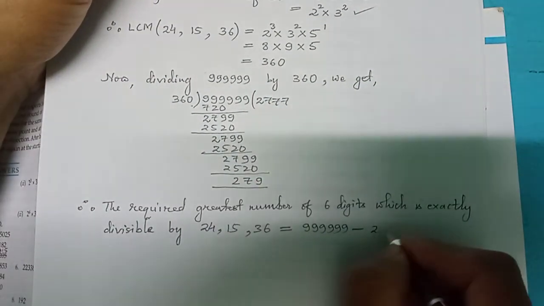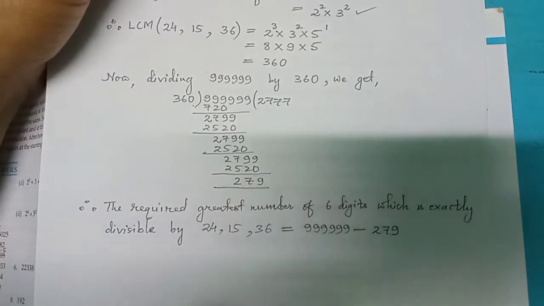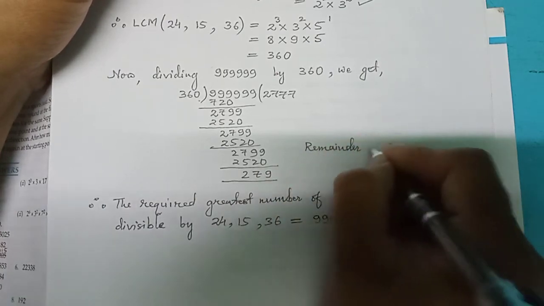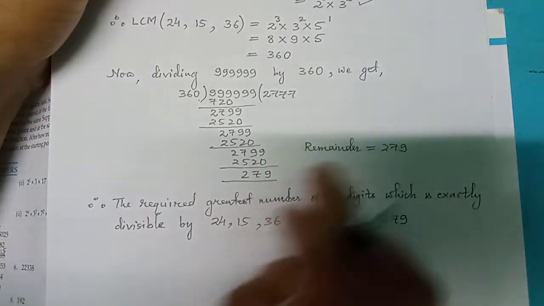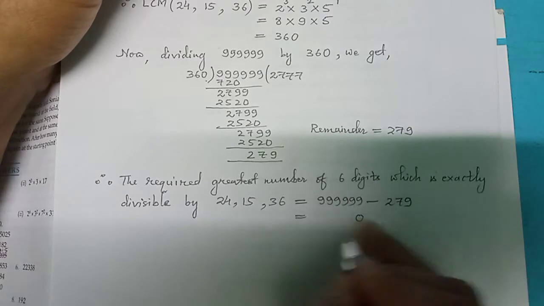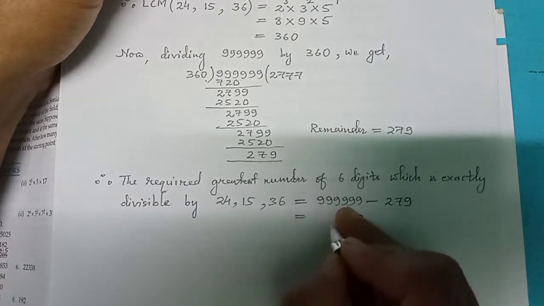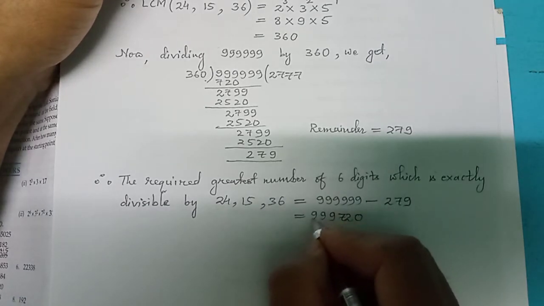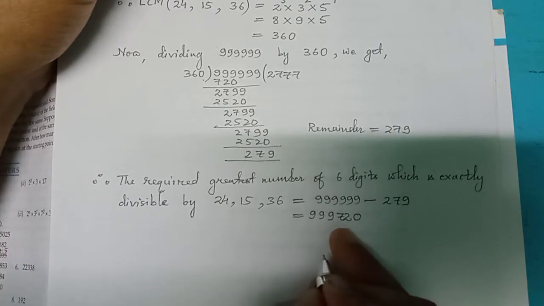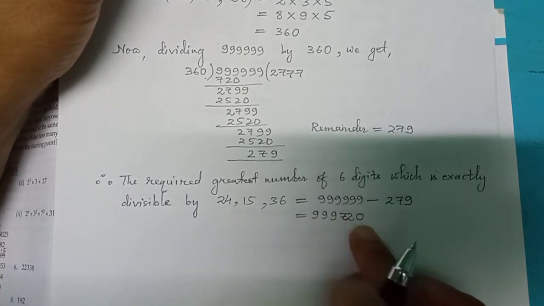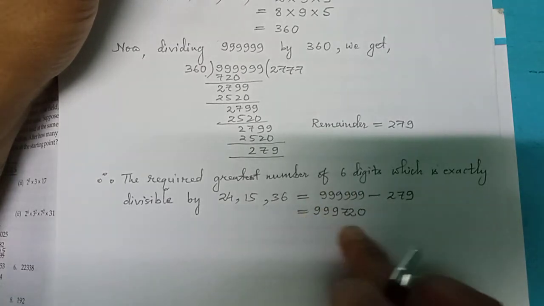So this remainder is equal to what? 279. Okay, because here the remainder is 279. So we subtract it from here. And when you subtract, 9 minus 9 is 0, 9 minus 7 is 2, 9 minus 2 is 7, and the 3 nines will come the same. That means it's 9,99,720. And if you look very carefully, count the number of digits. It is still 6 digits. See, 1, 2, 3, 4, 5, 6. That means 9,99,720.